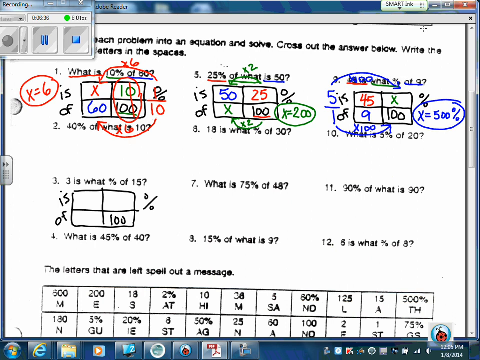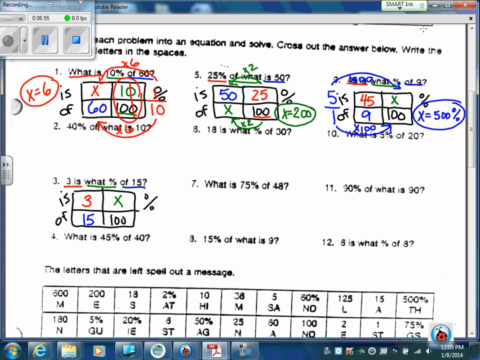Okay, so you should have done this on your own and then checked it with me. Again, we already have our percent box and it's labeled, and we chunk our information. 3 is, goes into the is box. What percent, meaning we don't know, we need to look for it, of 15. 15 goes in our of box.